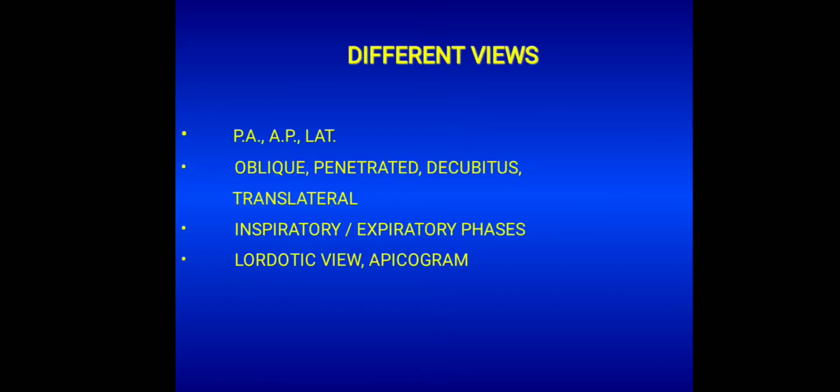So coming to chest radiology, some of the different views we use for X-rays basically are posterior anterior view, the PA, the AP, the lateral, the oblique, the penetrated, decubitus, trans-lateral, inspiratory and expiratory phases, and lordotic view or apicogram. Basically, I will be talking to you about the use of chest X-rays for the diagnosis of chest disorders.